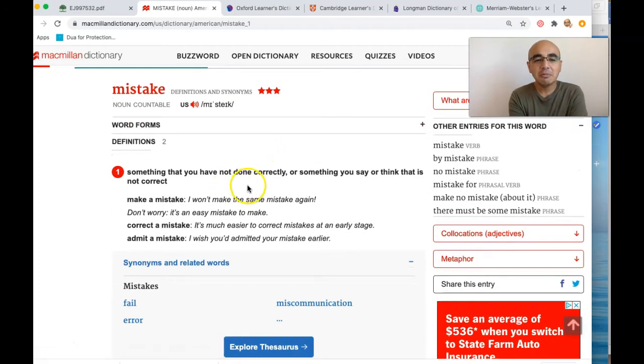And now look at it, right? There is a definition, and also some of the words are bolded. Make a mistake, right? It's a collocation, right? Or correct a mistake, right? These phrases are used frequently, and we learners need to know these words, right? And also other entries for this word, you can find them here, right? And more collocations are given.